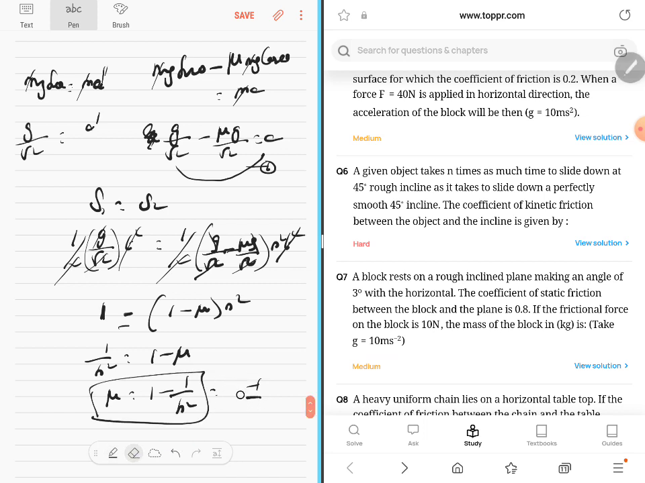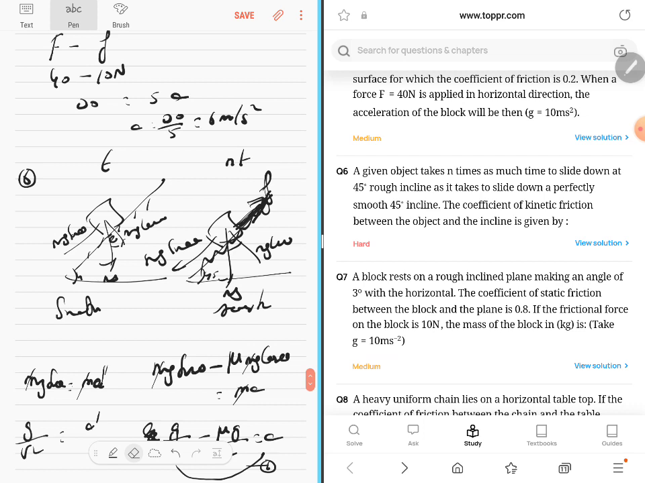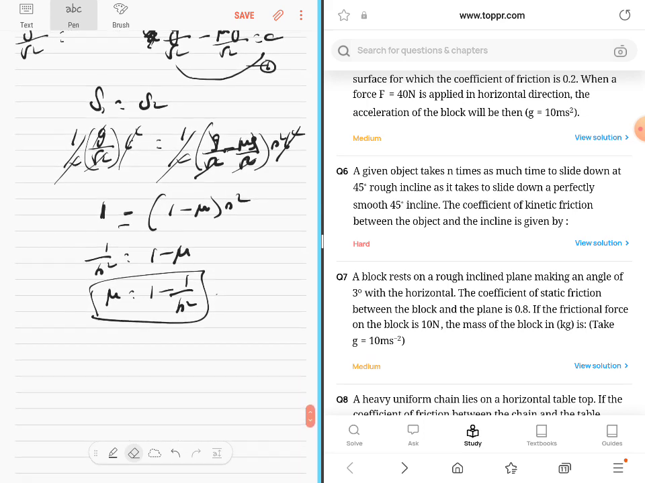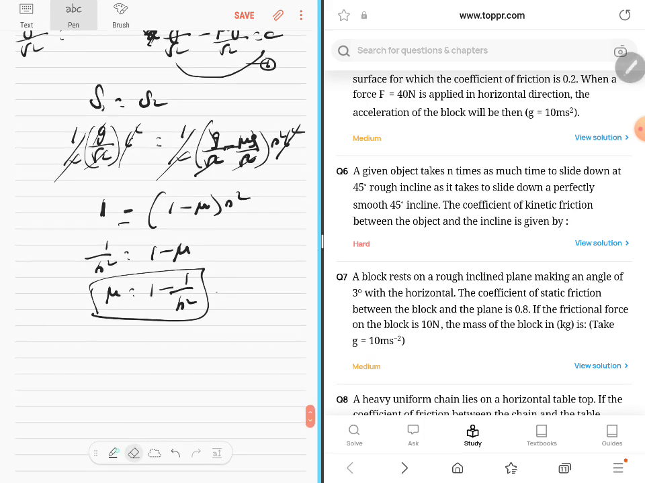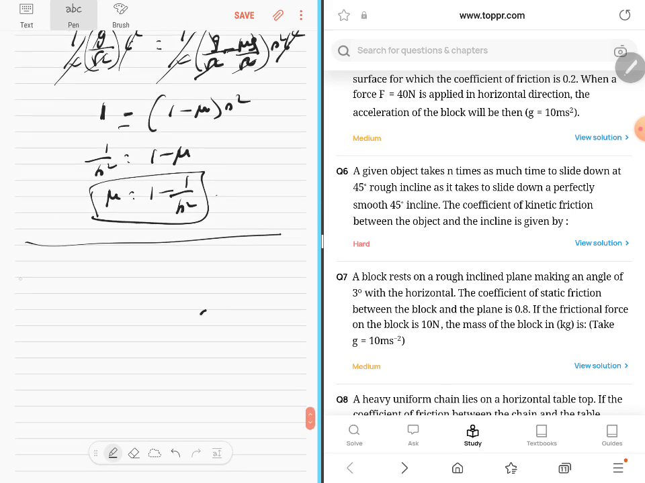So you should understand that they both are traveling through the same distance, so you find their accelerations and equate both the s. It's such a beautiful question, a simple one, but unless you have learnt it, it's going to be difficult.